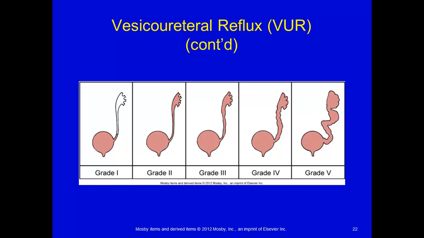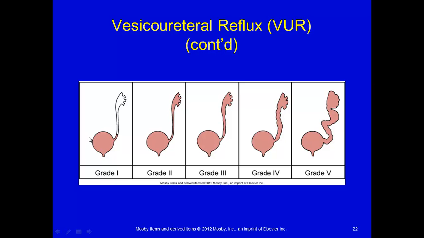This is a really good picture of the different grades. Remember how I said some people may be completely asymptomatic, some people may have recurrent chronic infections that cause chronic kidney injury. Here's why. Depending on the structural abnormality of that part of the ureter that does or does not stick down into the lumen of the bladder, you get a certain degree, or a certain grade, of how much reflux actually goes back up.